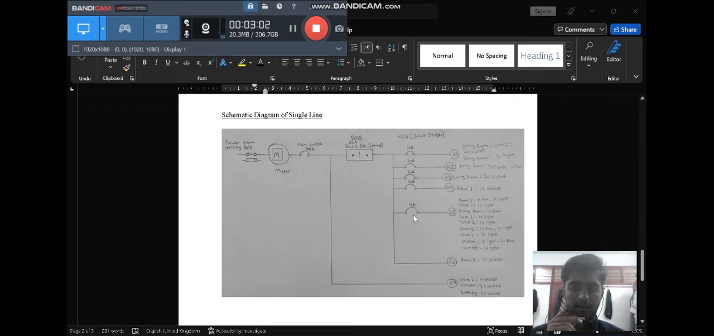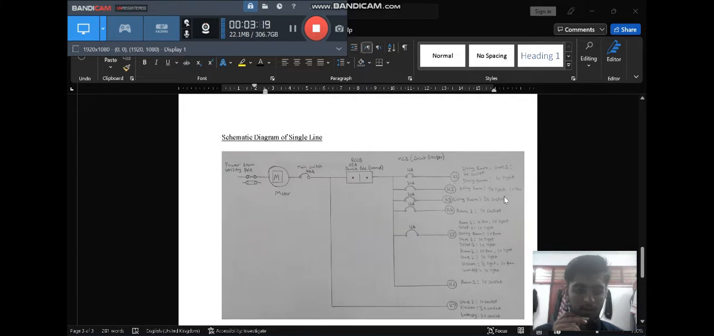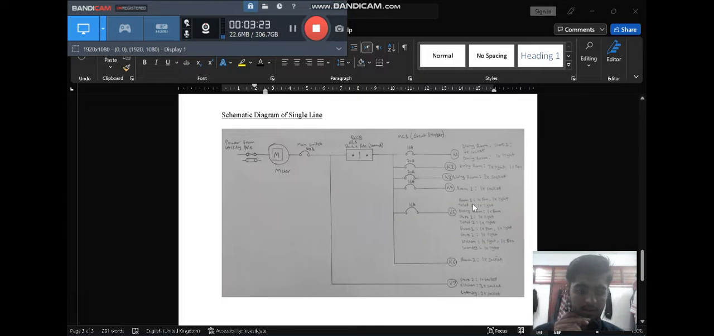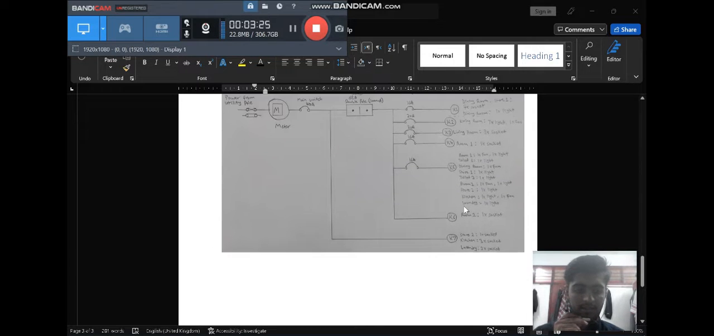Okay, this is the schematic diagram of the single line, where there's power from utility pole and meter to the main switch and RCCB and the MCB for the other parts, from the MCB to the parts of the location where it occurs, where it triggers the cutting of the electricity.